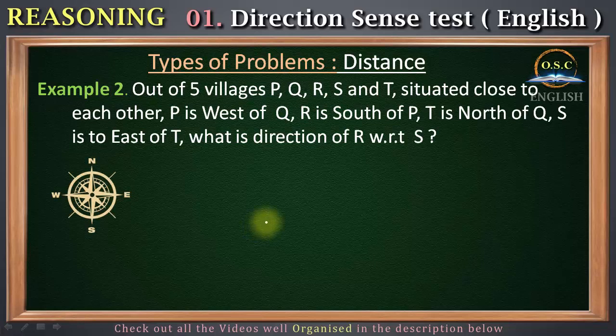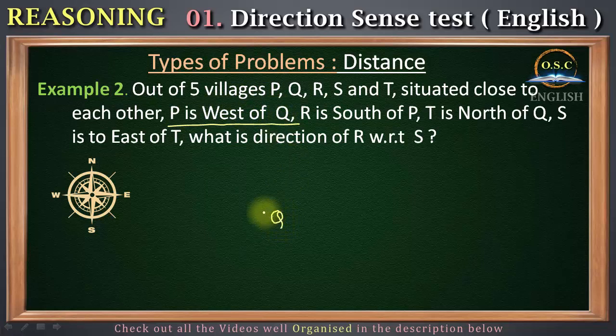5 villages, they are very close to each other. Okay, P is to the west of Q. So just look at this statement. What you need to do here is, whenever something is to the west of something, it is in a direction of this. You'll always have to take Q first.